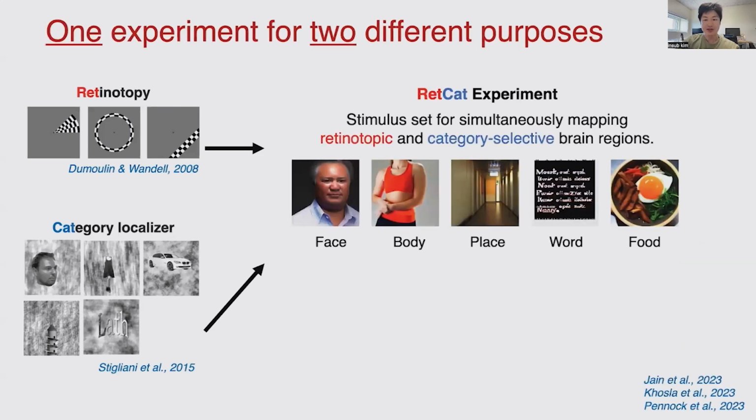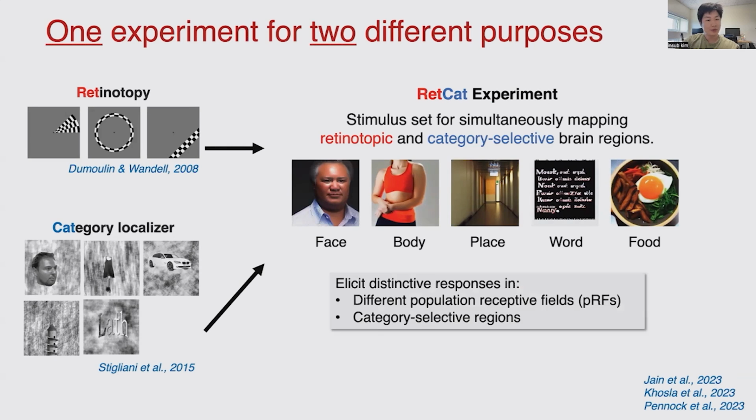The goal of this project is to create a new set of optimal stimuli that integrates distinct experiments into one, so that we can map retinotopic and category-selective regions within a single experiment. In this new experiment, we use naturalistic images of 5 different categories, such as faces, bodies, places, words, and food, due to its recent discoveries. To do so, the experiment needed to elicit distinct responses in different population receptive fields and category-selective regions.